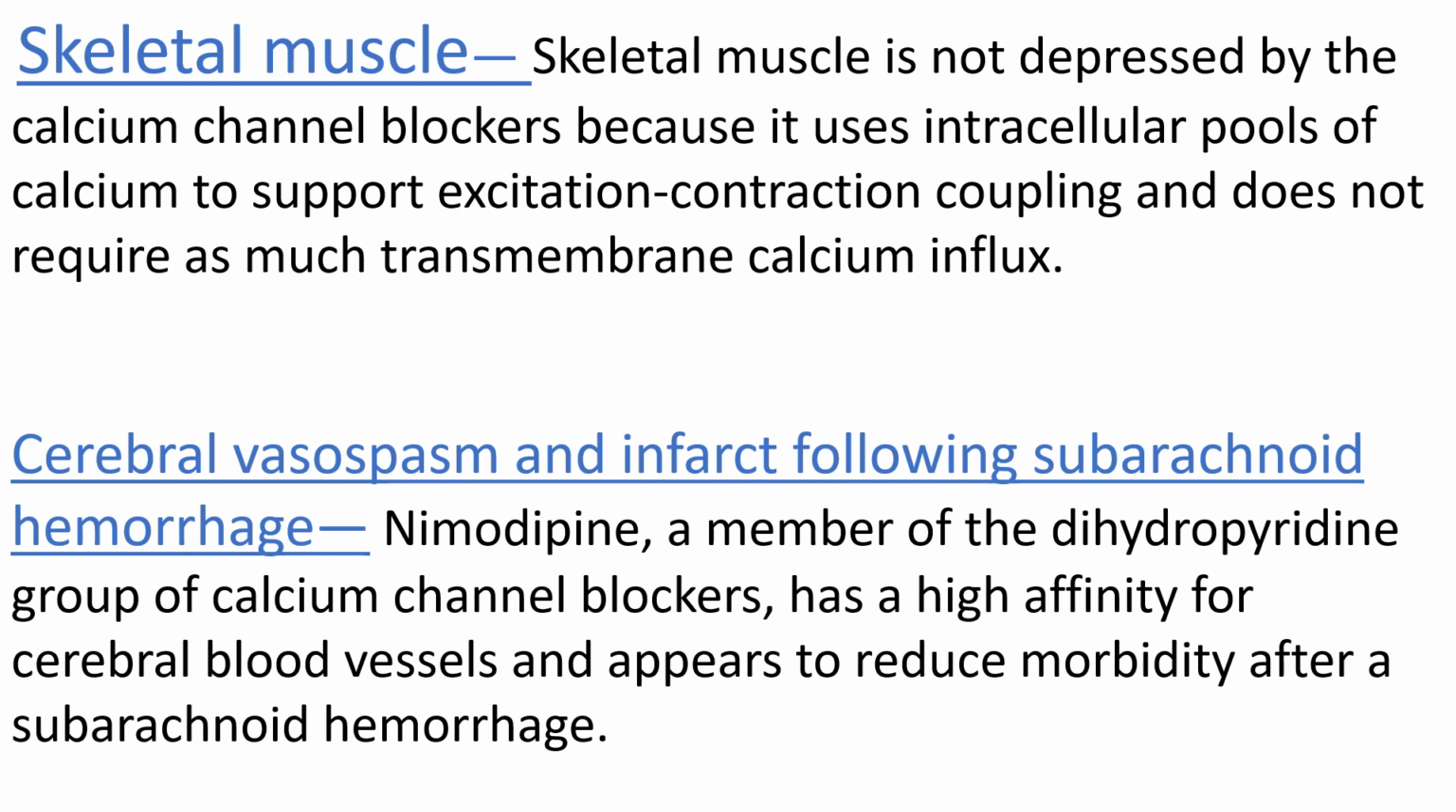Now what happens in cerebral vessels? Cerebral vasospasm and infarct following subarachnoid hemorrhage. So there is a drug, nimodipine, a member of the dihydropyridine group. It has a high affinity for cerebral blood vessels and it appears to reduce morbidity after a subarachnoid hemorrhage. So if we have a condition of cerebral vasospasm and subarachnoid hemorrhage, then we use a calcium channel blocker, nimodipine. Okay.